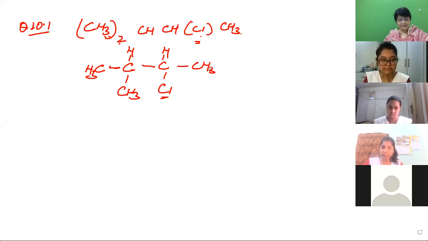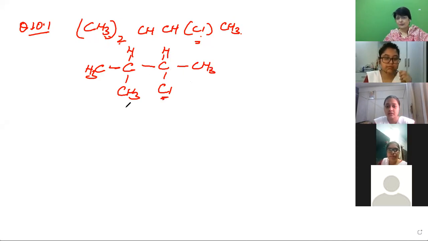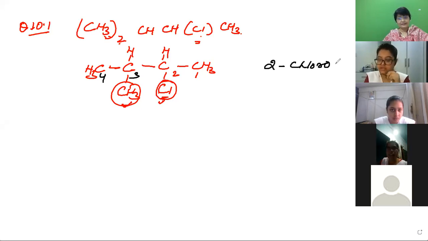Now you will find it very simple. Can you tell me from which side we need to start counting? From the right side. This is chloro, this is methyl. This is a branch and this is a branch, right? So chloro starts from C, methyl starts from M. So we are going to take here 1, 2, 3, and 4. What are we going to write here? 2 chloro, 3 methyl, and butane.